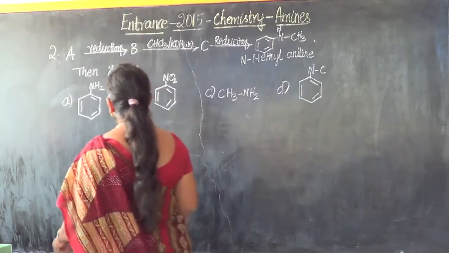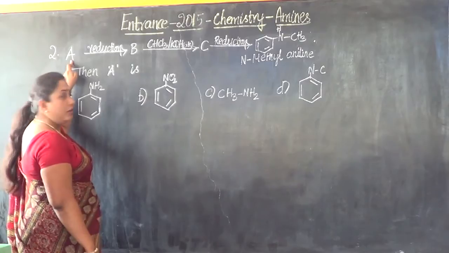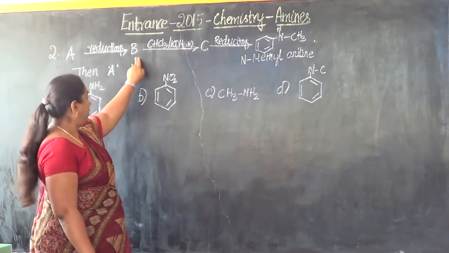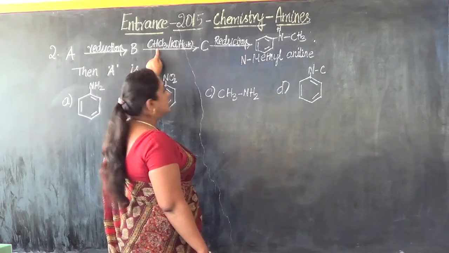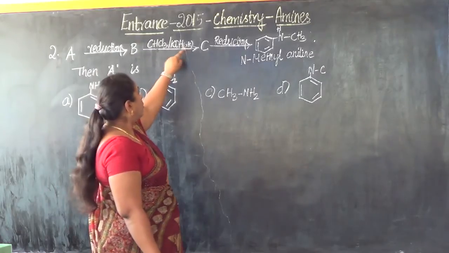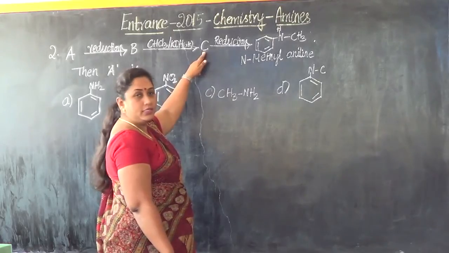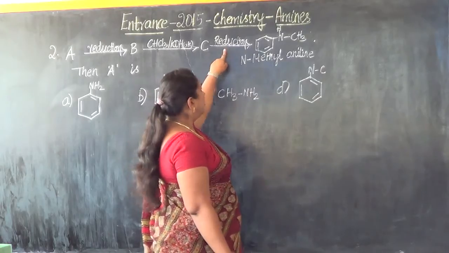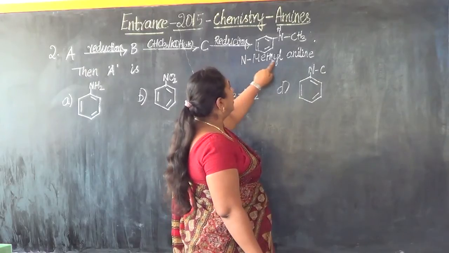Now we have a second question. Look at the question. There is an organic compound A, which upon reduction is converted into B. Then B on treatment with CHCl3, which is chloroform, along with alcoholic KOH, is converted into a product C. Thus obtained C upon reduction gives us D, and the name of D is N-methyl aniline.